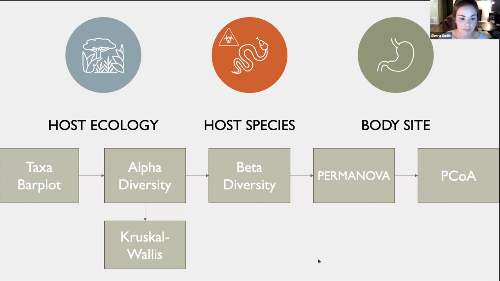And I won't go into details about the tests, but if anybody has questions, basically you do a certain test depending on what you're interested in to see group differences. That's how you can tell if the microbiome of the Laticata sample is different from the microbiome of a Trimeresurus sample. If you're interested in seeing whether there are statistically significant differences between host species, that's why you do these other tests.